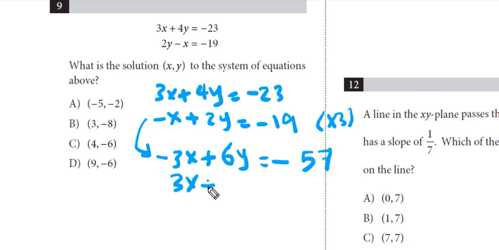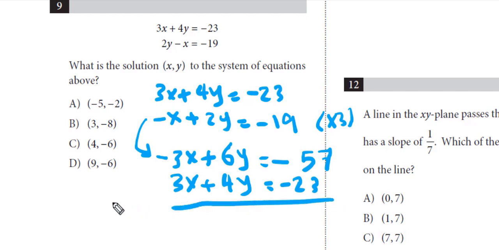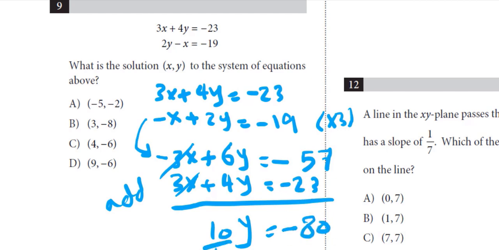And the first is 3x plus 4y, which is equal to negative 23. If you add them, then negative 3x plus 3x will be 0. And here is 10y. And negative 57 plus negative 23 will be negative 80. Divide by 10, then y is equal to what? It will be negative 8. Whereas y is negative 8 in this answer, then the correct answer is B. Or you can use the substitution method as you like.